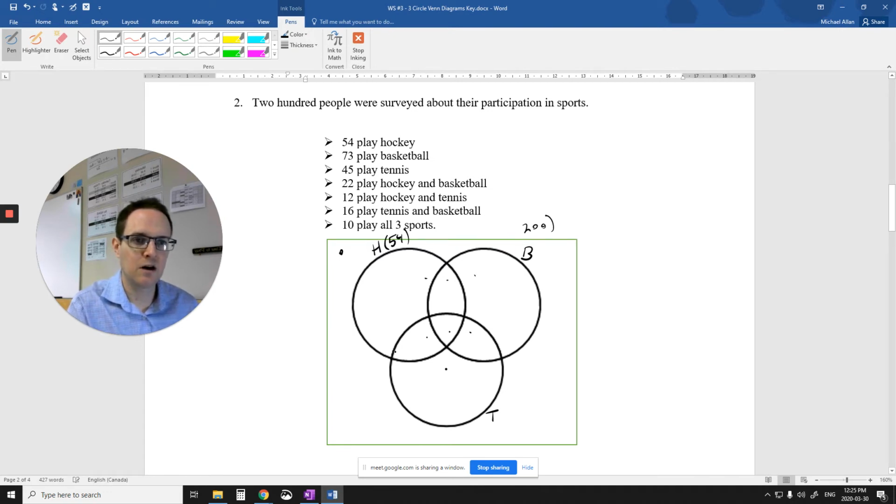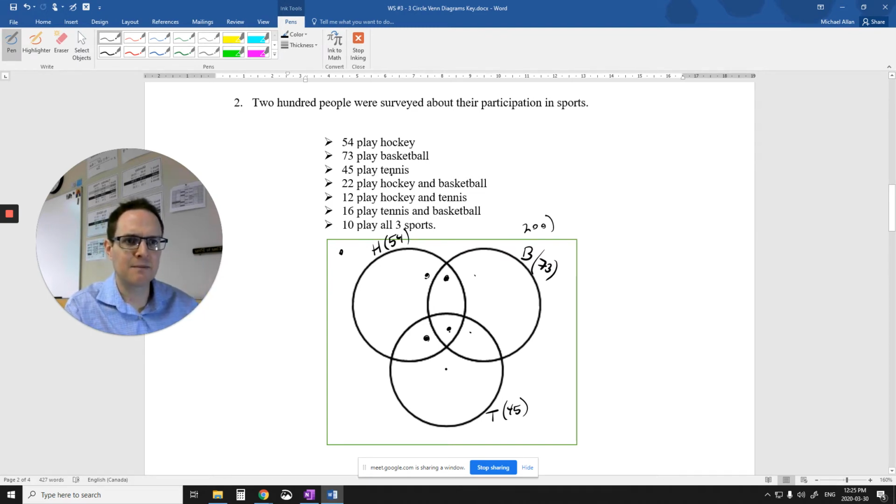54 play hockey, so all 4 of these spots, this spot, and these 3 spots, all 4 of those had to add to 54. Same thing goes with the basketball, and same thing goes with the tennis. Because they're not using the word only. If they said only hockey, then I know this piece out here is the 54. But because it says just plays hockey, all 4 of those had to add up.